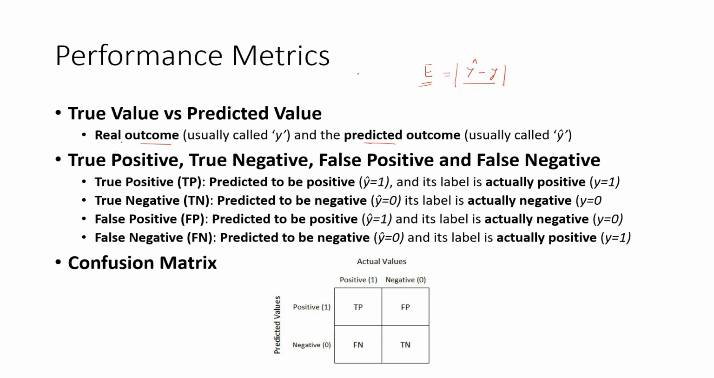In order to analyze whether your system is performing well or not, you have metrics like true positive. That means the system is predicting a positive value and that was already positive.